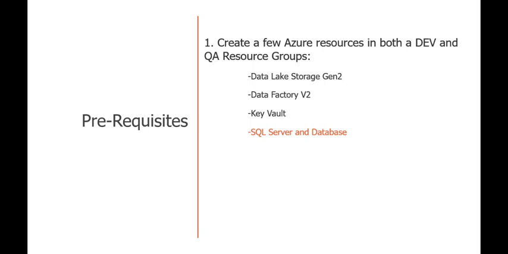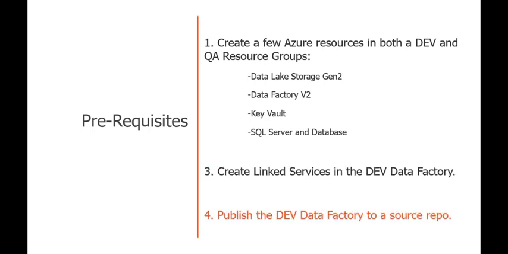I'll also create a few linked services in the Dev Data Factory for testing purposes. For my demo, I've created a Data Lake Storage linked service, a Key Vault linked service, and an Azure SQL Database linked service. I'll also need to connect the Dev Data Factory to a source repo, which will be GitHub for this demo. I'll then publish the Dev Data Factory to commit the changes to the ADF publish branch, and finally, I'll verify that the changes have been committed to the source repo. Perfect! We're almost ready to jump into the demo.